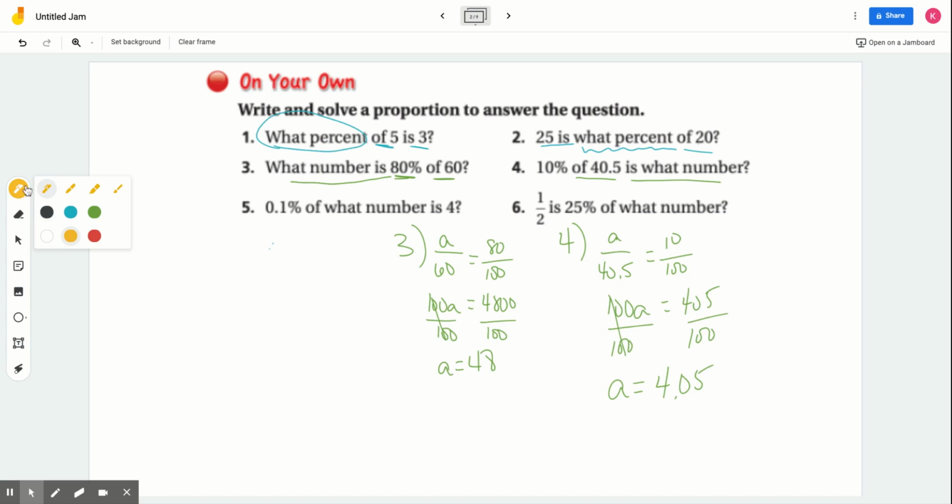Now let's take a look at number 5. 0.1% of what number is 4? So we know the percent, 0.1 over 100. Of what number? Of tells us that that is the whole. Is 4, so 4 is the part. So again, 0.1 times W is 0.1W. 4 times 100 is 400. Divide both sides by 0.1 to find that W is equal to 4,000.